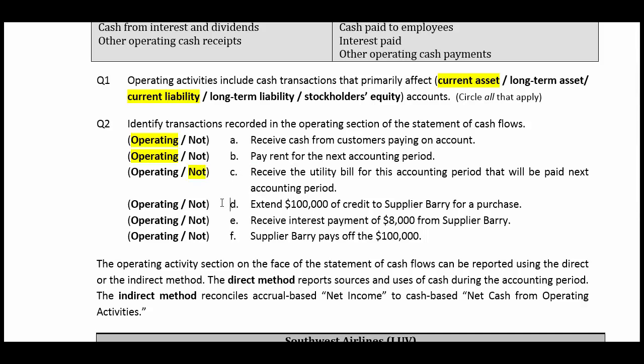Extend $100,000 of credit to supplier Barry for a purchase. No. We're letting Barry buy something on credit. It's not a cash flow. Now, if we would collect money from Barry, then that would be a cash flow.